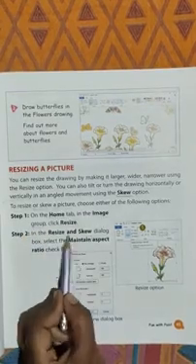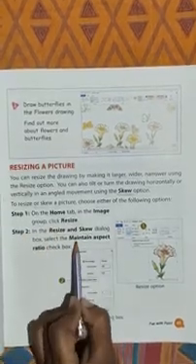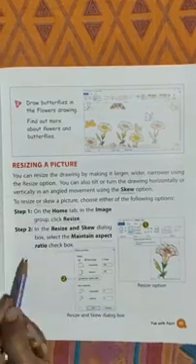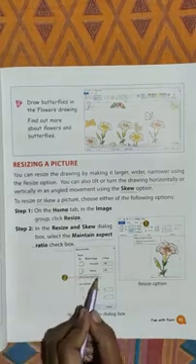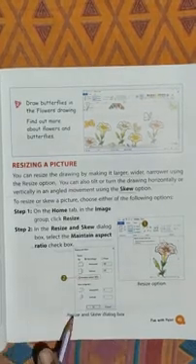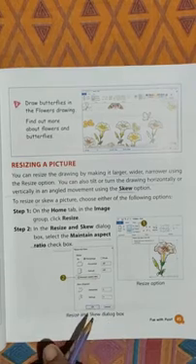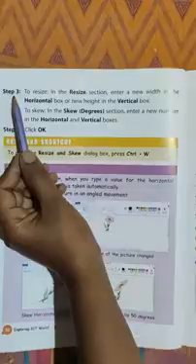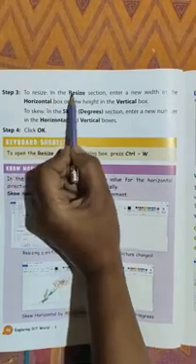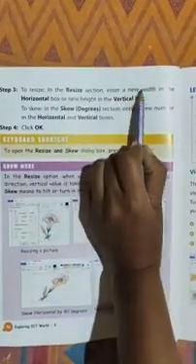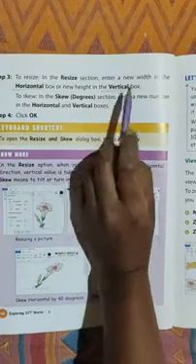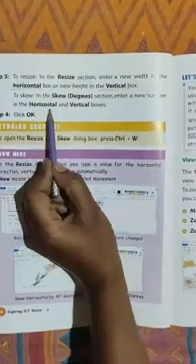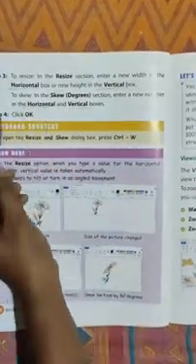In the resize and skew dialog box, select the maintain aspect ratio checkbox. Okay, firstly you have to go to the resize option, then maintain aspect ratio. The resize and skew dialog box will appear in front of you. Now step 3, to resize, in the resize section, enter a new width in the horizontal box or new height in the vertical box. To skew, in the skew degrees section, enter a new number in the horizontal and vertical boxes. Then you can click OK.